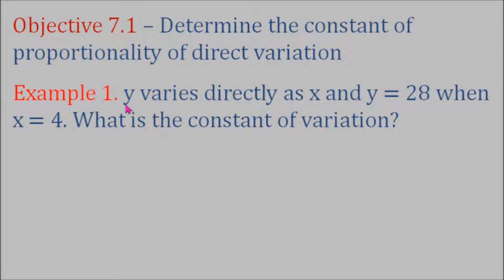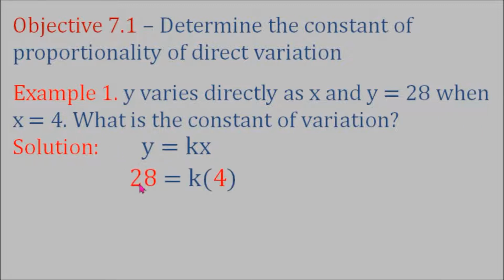Example number 1. y varies directly as x and y equals 28 when x equals 4. What is the constant of variation? So this is our equation, y equals k times x, and y here is 28 when x equals 4. So we have 28 equals k times 4. Dividing both sides by 4, we have k equals 7. So our constant of variation is 7.